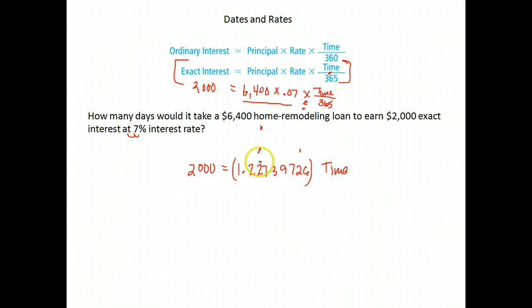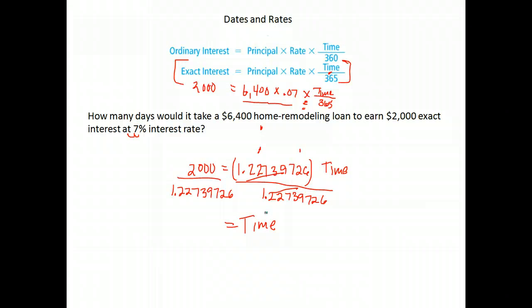We want to solve for our time, so it's multiplied by that number. We would divide both sides by that number, and that should give us our amount of time. Oh, that is a lot of time. 1,629 days.